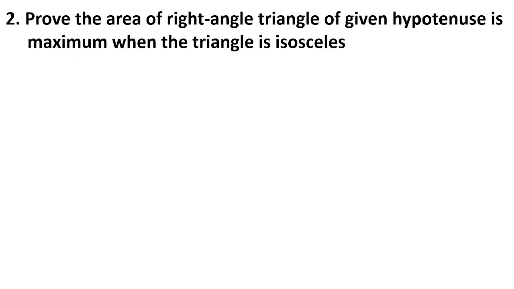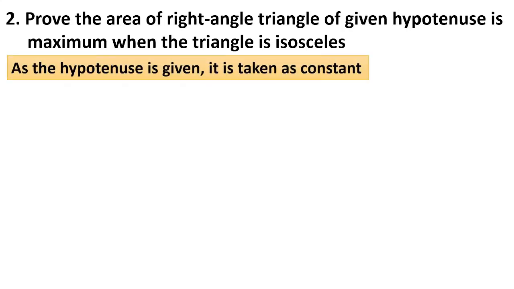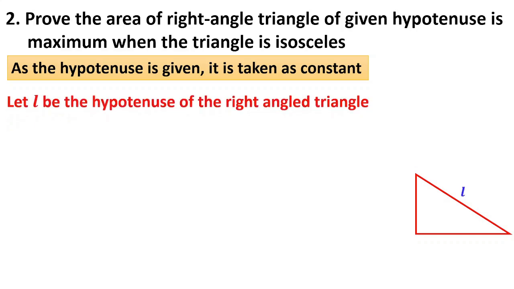Let us move on to the question involving a right angle triangle. You have to prove that the area of a right angle triangle of a given hypotenuse is maximum when the triangle is isosceles. Let me take the idea that the hypotenuse is given, therefore that should be taken as a constant. So let us take L as the constant. Therefore, L is the hypotenuse.